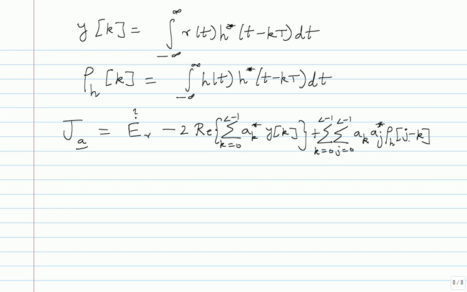It'll be the j minus k. The reason it comes is the way I defined rho_h of k is h of t, h star of t minus kT. There I had h of t minus kT and h star of t minus jT. So the difference is what matters. You'll get a j minus k from there.